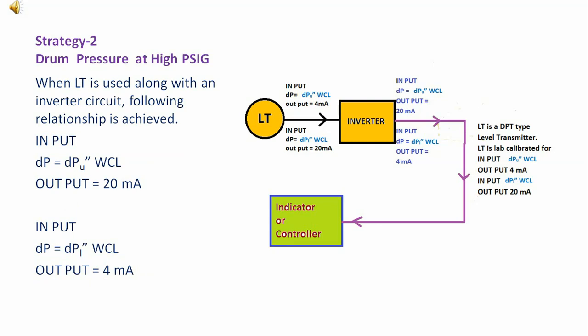When LT is used along with an inverter circuit, the following relationship is achieved. When input DP equals DP subscript U inch WCL, or water column level, output is 20 milliampere. When input is DP equal to DP subscript L inch water column level, output is 4 milliampere.